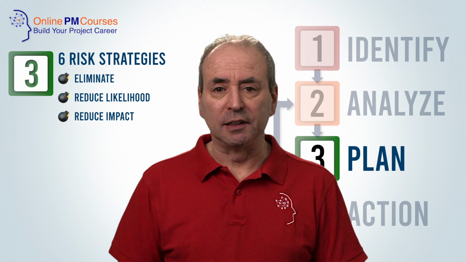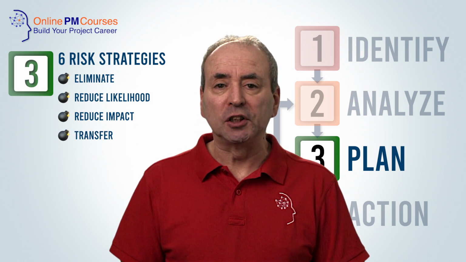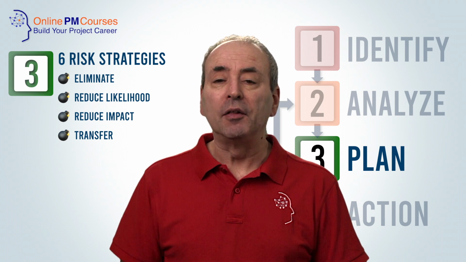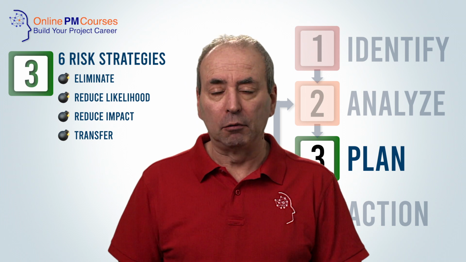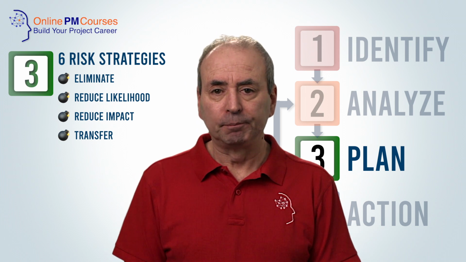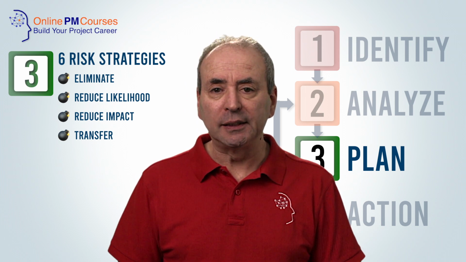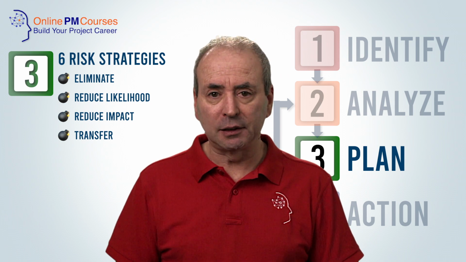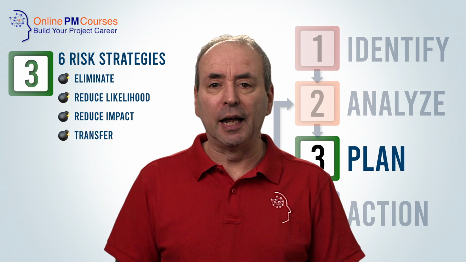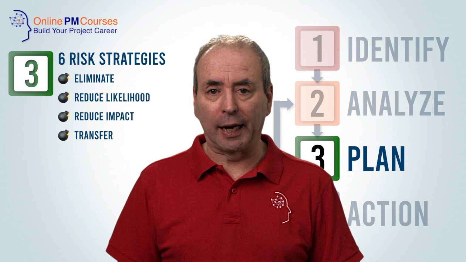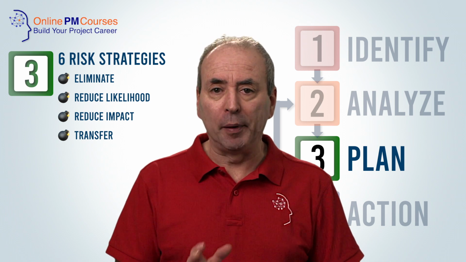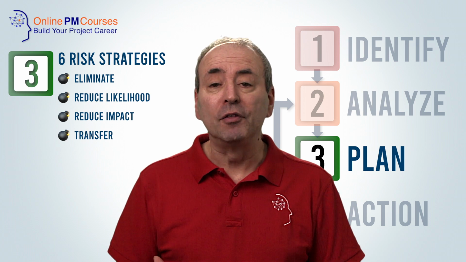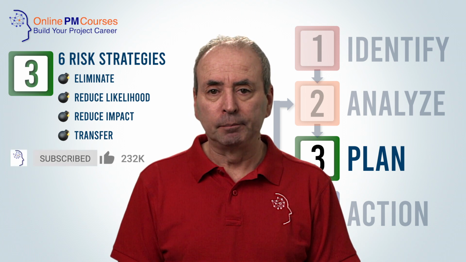The next strategy is to try to transfer some or all of the risk so that the impact affects someone or something else rather than your project. The commonest examples of this are insurance products, which transfer the financial element of a risk, or contracts, where the contractor takes on the risk on your behalf as part of the contractual arrangement.